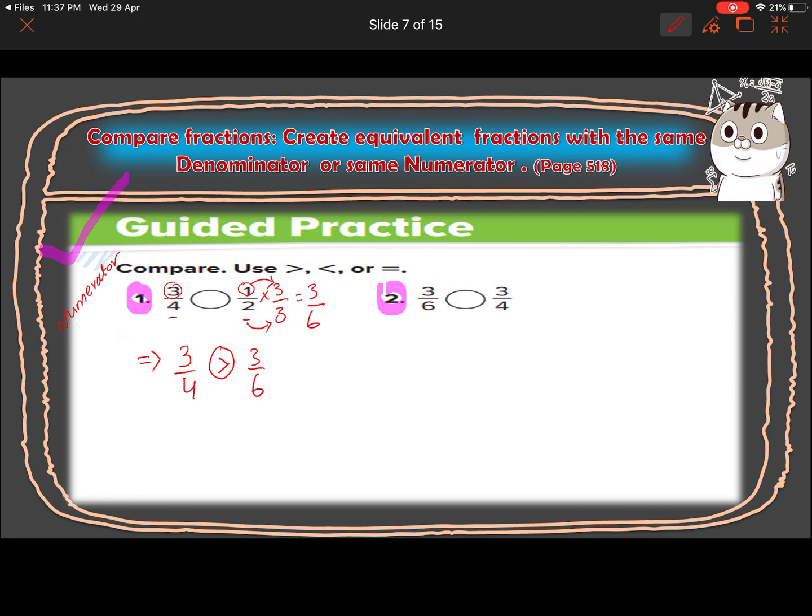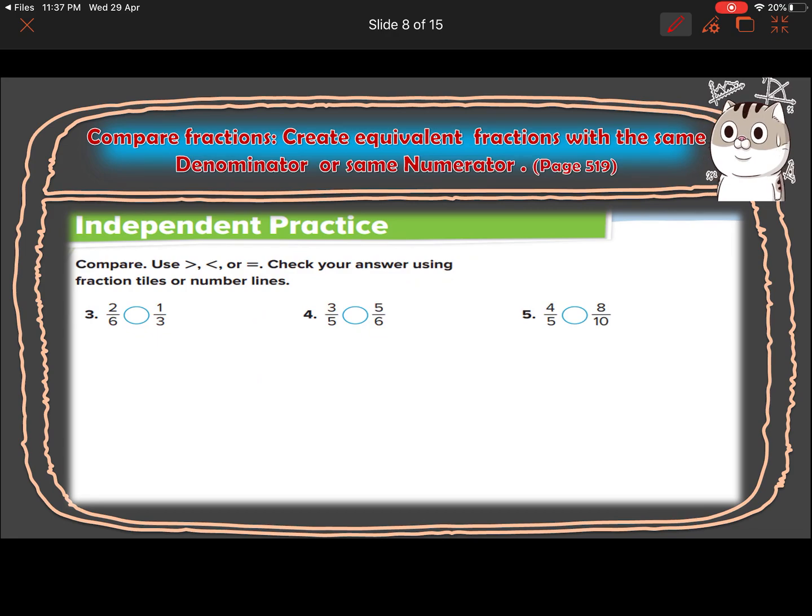Here in question number 2, numerators are same, so we will directly apply the rule that if the numerators are same, then the fraction with the greater denominator is small. So 3/6 is less than 3/4. Okay, because what? Because the numerators are same. Now, let's do question number 3.